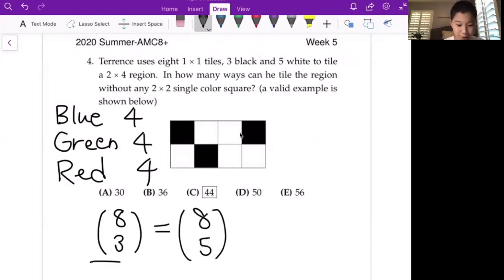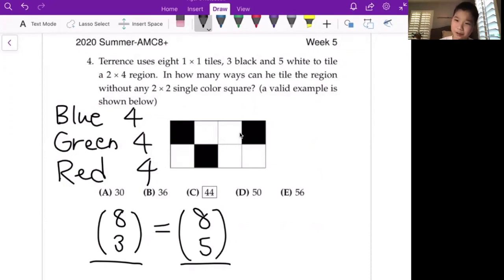And by the way, choose just means how many ways there are of choosing 3 spots from 8. That's 8 choose 3, or 5 spots from 8. Why are they the same? Well, if you choose 3 spots from 8, the other 5 spots are empty. That's basically the same thing as if you choose 5 empty spots out of 8.